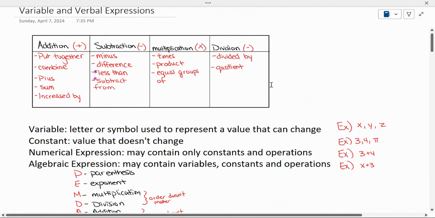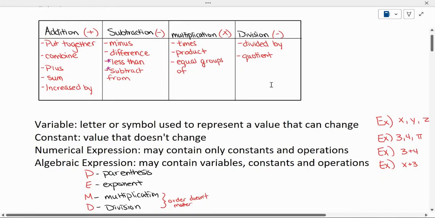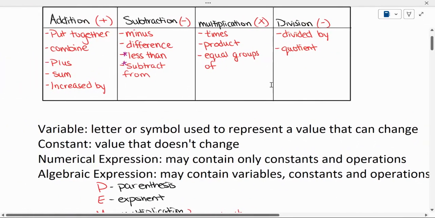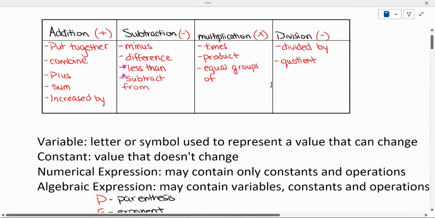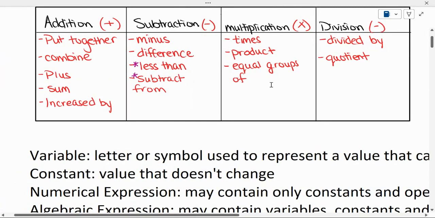So our first lesson will be about variable and verbal expressions. And before actually doing some problems, I'd like to introduce some key vocabularies that you would associate with some mathematical operations. So here we have addition, and you would use put together, combine, plus, sum, or increase by. There are many other vocabularies that you could associate with these operations, but those ones are the most common ones. And for subtraction, we have minus, difference, less than, and subtract from.